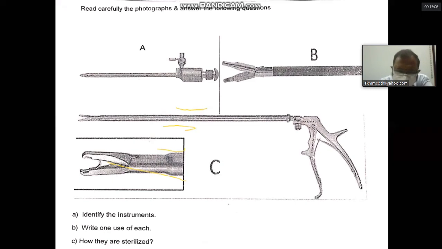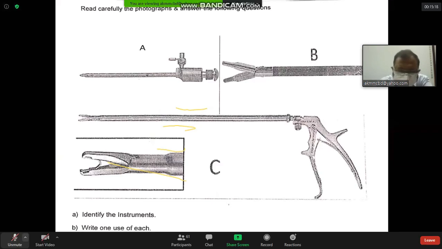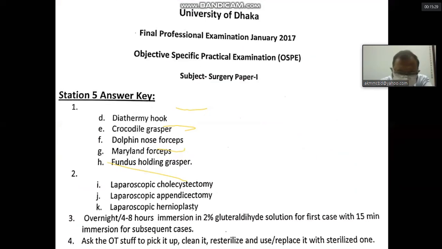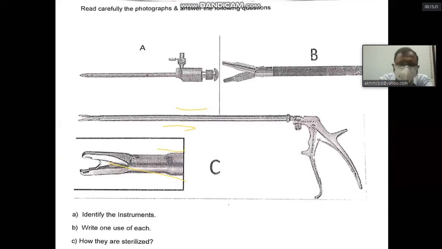So these are the laparoscopic instruments. Can you tell me the name? Number A is... tell me the name of this instrument. This is laparoscopic metallic trocar with cannula. Okay, laparoscopic metallic trocar with cannula.